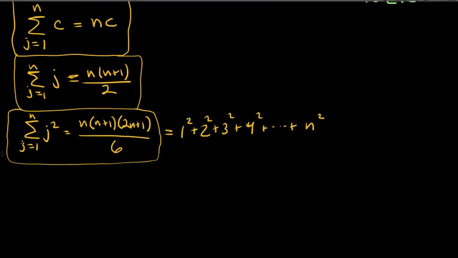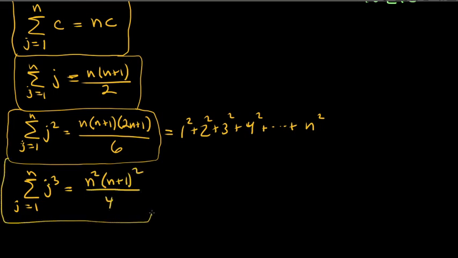Okay, and let's do the cubes too. If we do the sum, j going from 1 to n, of j to the power 3, the formula here is going to be n squared times n plus 1 squared divided by 4. Again, where that came from is anyone's guess. But this is going to be 1 cubed plus 2 cubed plus 3 cubed, and so on, up until you get to n cubed. Okay, so these are handy little formulas that we're going to use over and over again. Again, you don't have to remember them, but you do have to know how to use them.